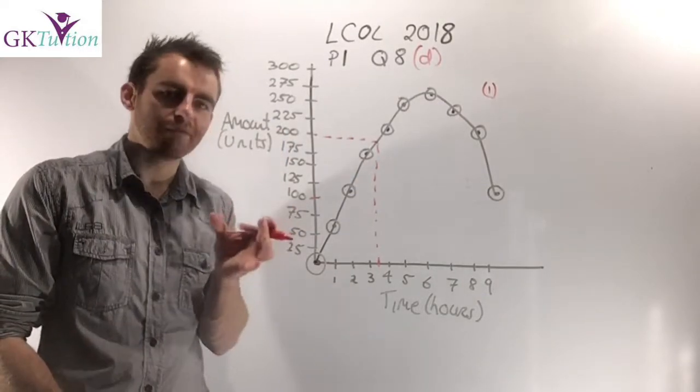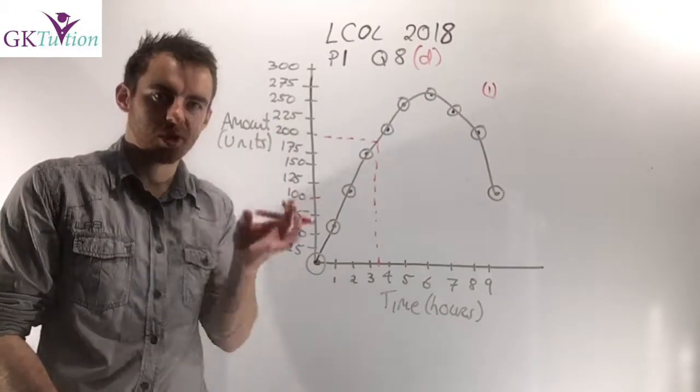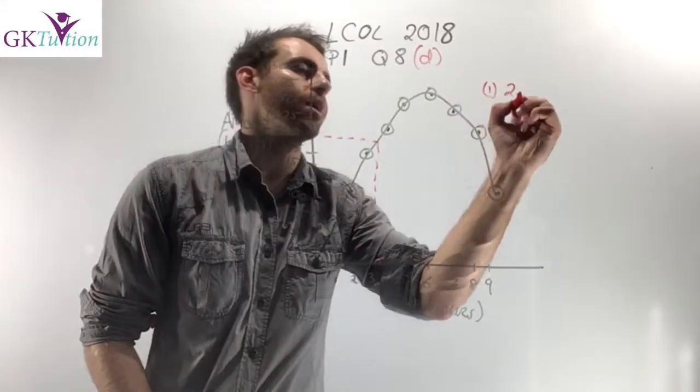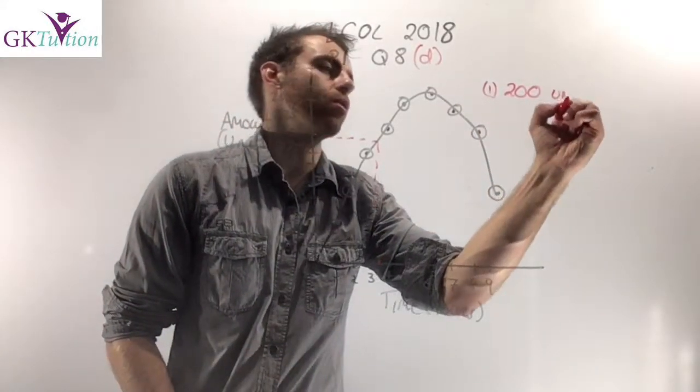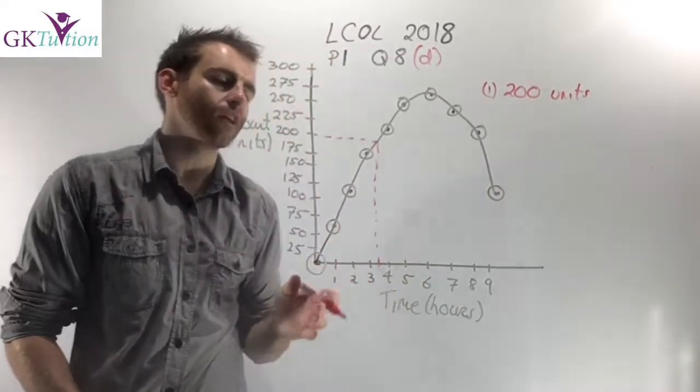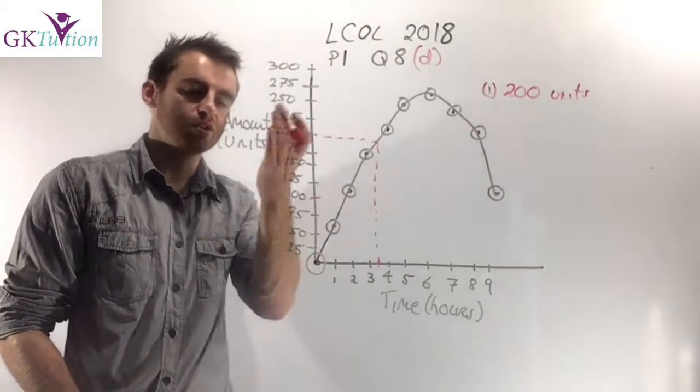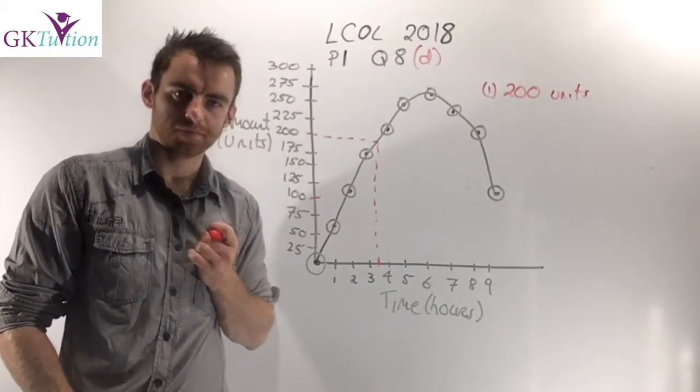So obviously my graph is not as accurate as yours will be because mine is on glass, but the answer in the marking scheme in this case is 200 units. So your answer there, depending on how accurate your graph was, you should be getting roughly 200 units.